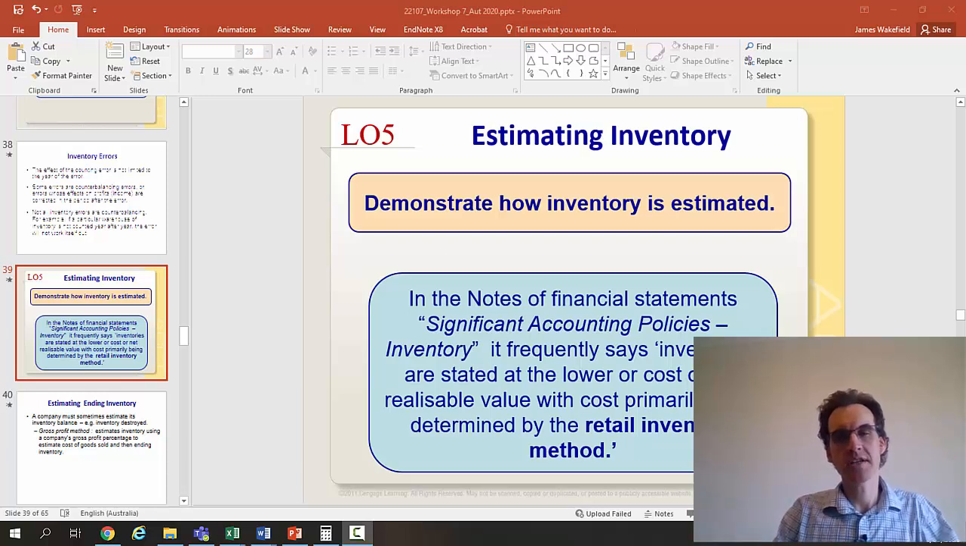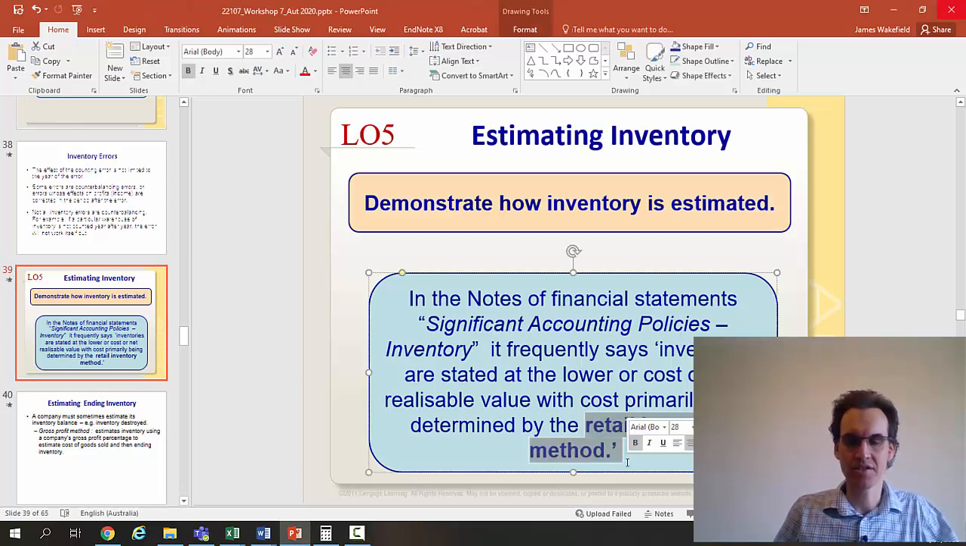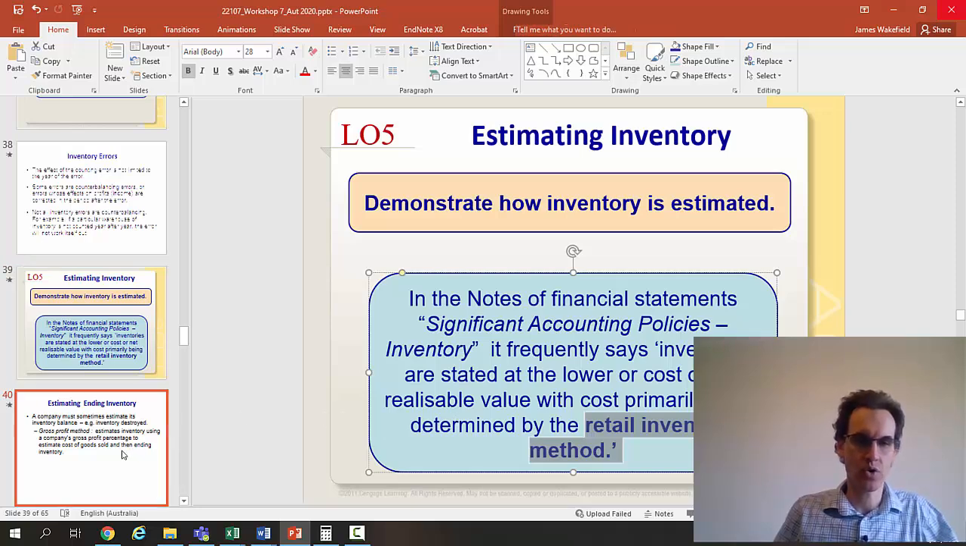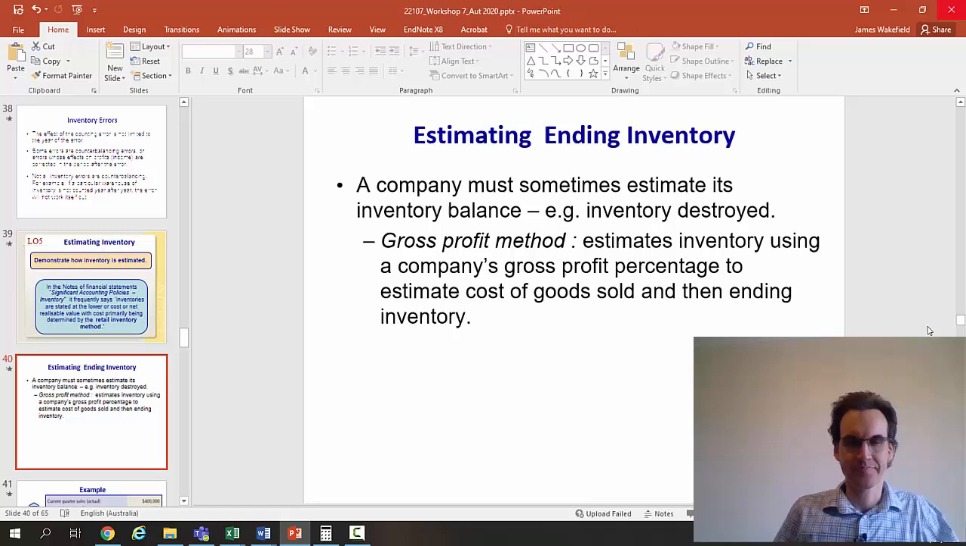So in learning objective number 5, we're going to look at estimating inventory, and we're going to demonstrate how inventory is estimated. Right, so let's have a look at what we call the retail inventory method. So that is, how do we estimate the cost of inventory?